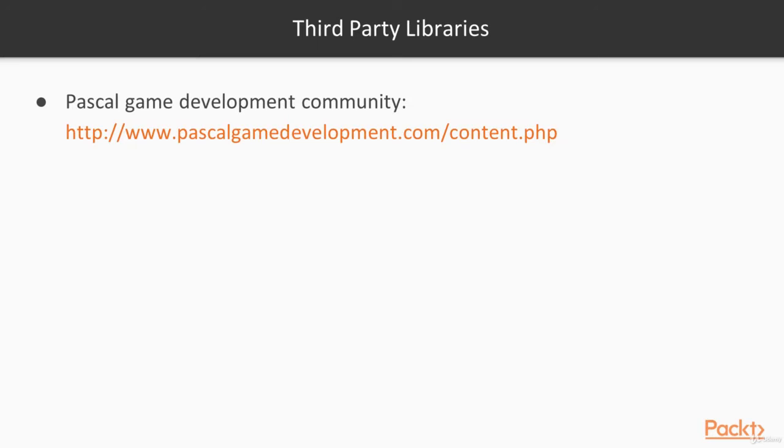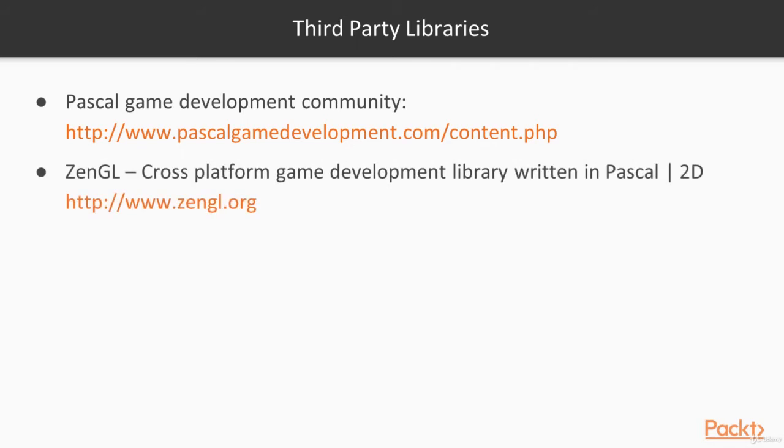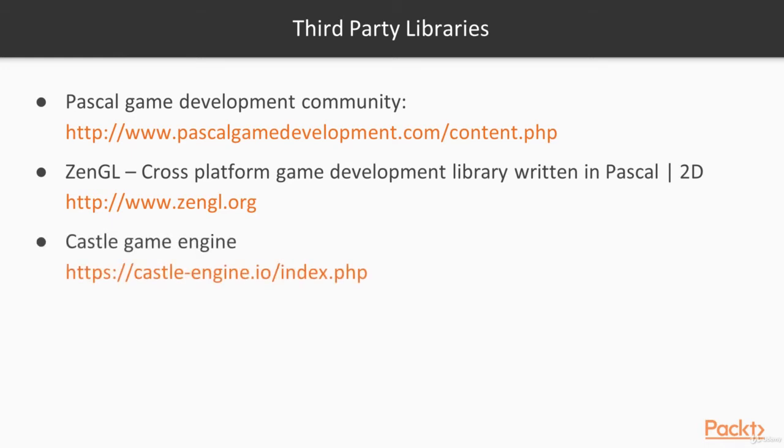Third-party libraries. We have a lot of third-party libraries to build games in Pascal or Delphi. For example, we have the Pascal Game Development community and ZenGL, a cross-platform game development library written in Pascal, where you can make 2D applications and 2D games. And we have the awesome Castle Game Engine. It's very powerful and has many features to build 3D and 2D games, and you can deploy your games to macOS, Linux, and more. Castle Game Engine is also a cross-platform game development library.